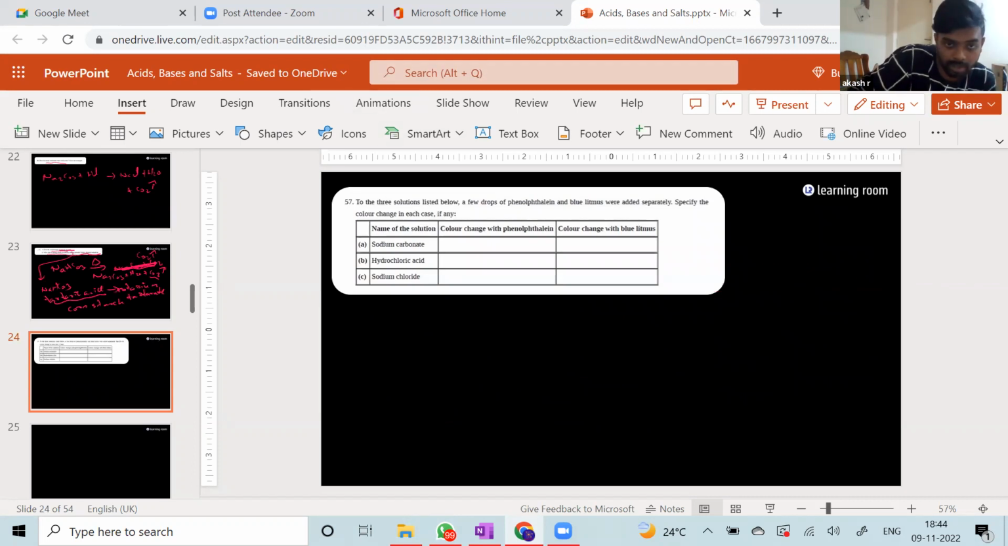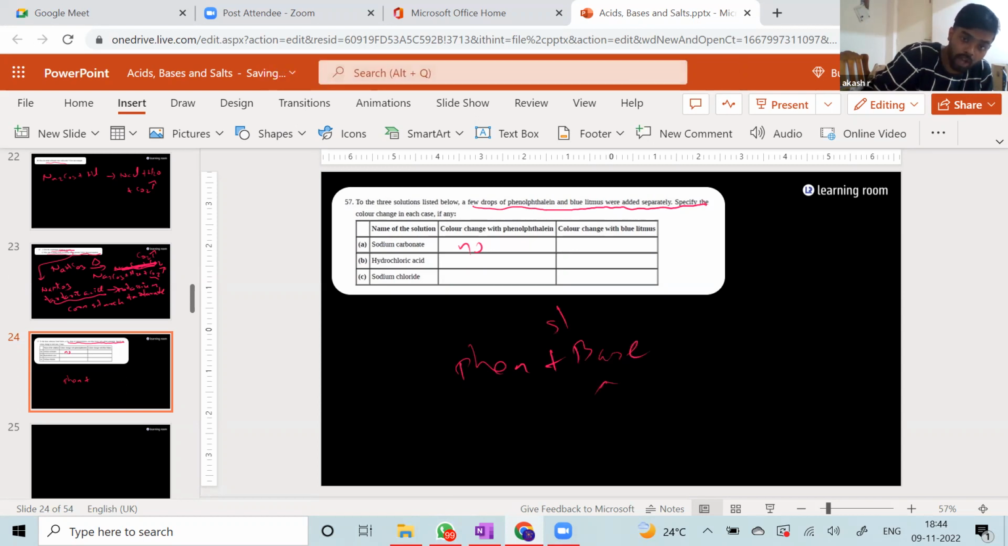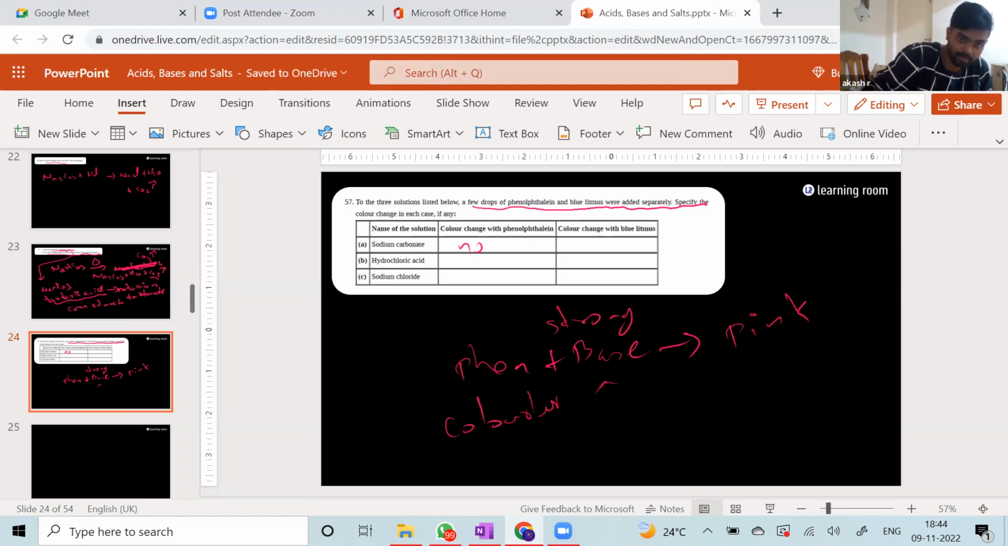To the three solutions listed below, a few drops of phenolphthalein and blue litmus were added separately. Specify the color change in each of them. Sodium carbonate with phenolphthalein, what is going to happen? Phenolphthalein plus a strong base will give you pink color, otherwise it is colorless. I know sodium carbonate is a base, but it's a weak base, so there's not going to be any change.